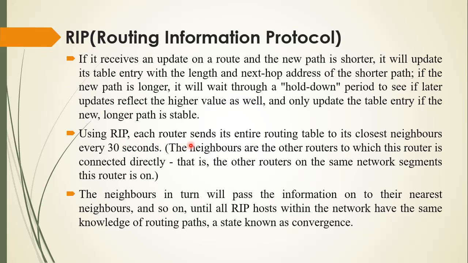In RIP, each router sends its entire routing table to its neighbor. The neighbors in turn pass the information on to their nearest neighbors, and so on. If after B we have a node C, then node C is directly connected with node B, so node C is a neighbor of node B. After getting the routing information, node B sends all the information to node C, and so on, until all RIP hosts within the network have the same knowledge of routing paths, a state known as convergence. So if we have 5 nodes, routing information is passed from A to B, B to C, C to D, D to E.